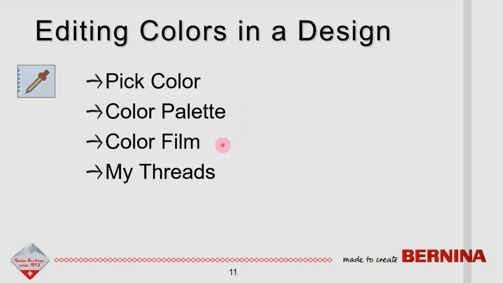Color film is one of the best ways to change all of one color. Again, you use the Alt key when you want to change all of one color. And then My Threads Docker can be used to change a specific color to a specific brand of thread.